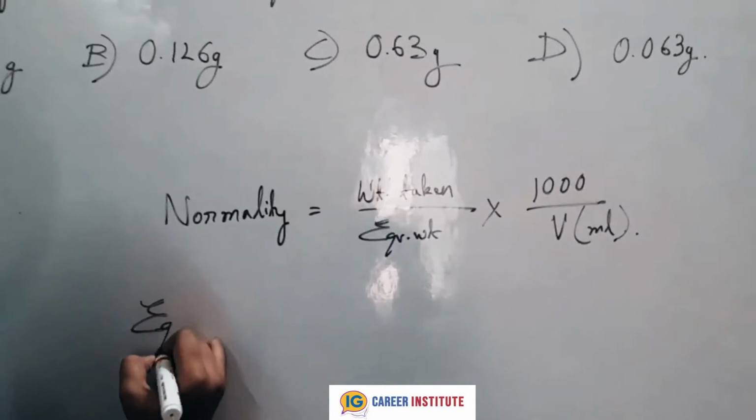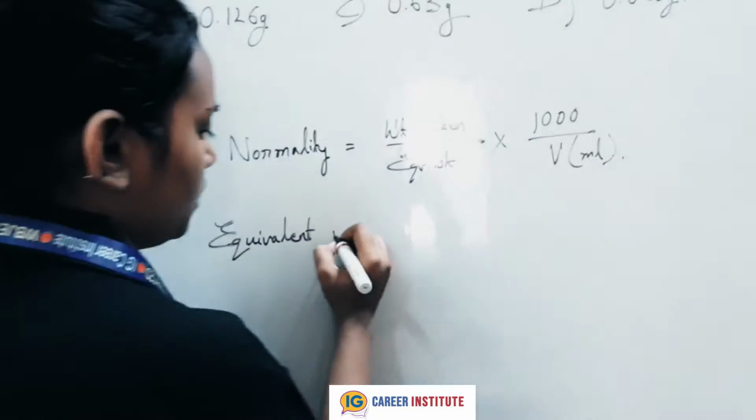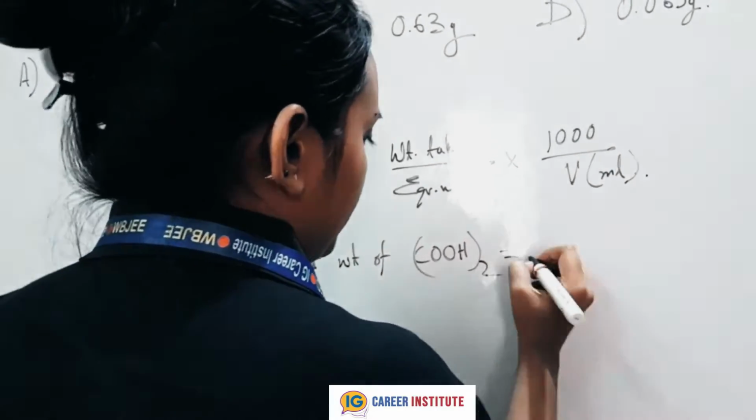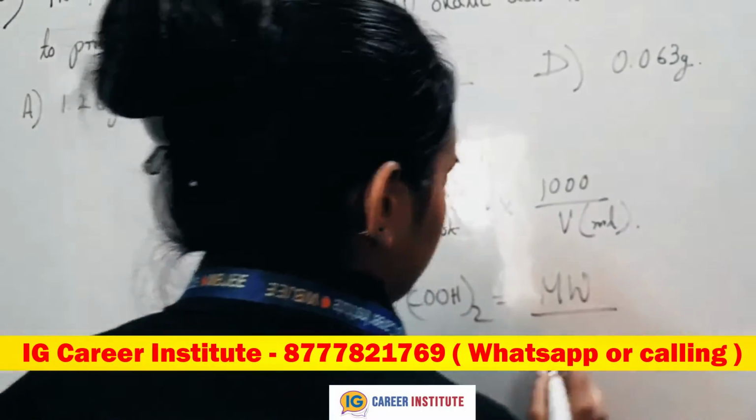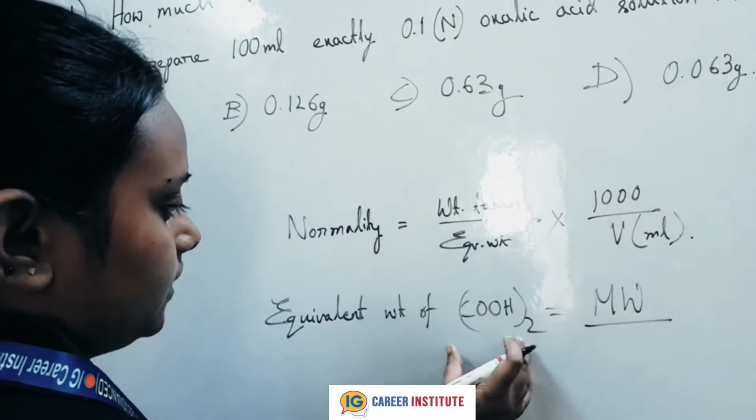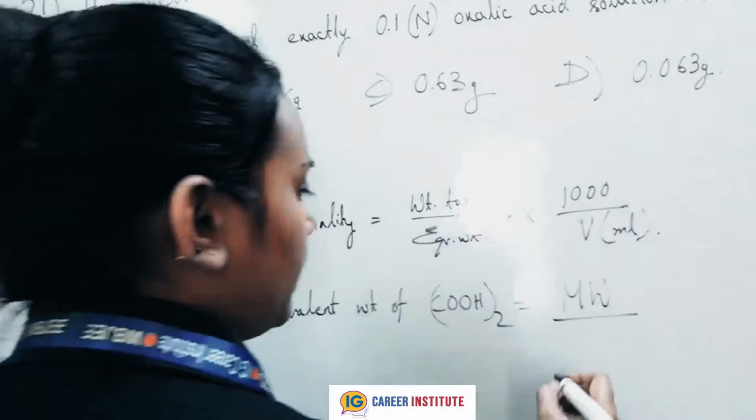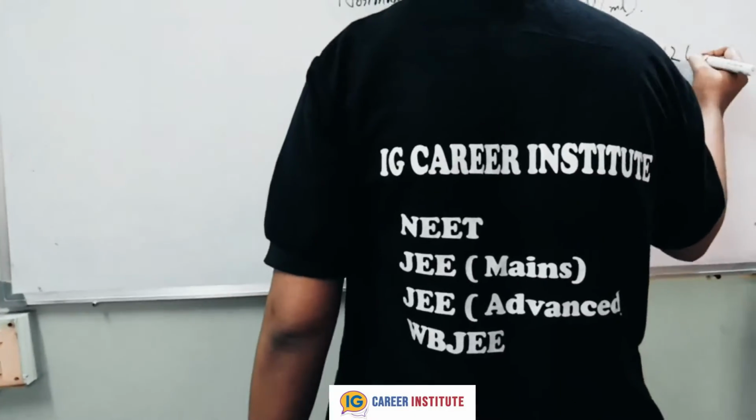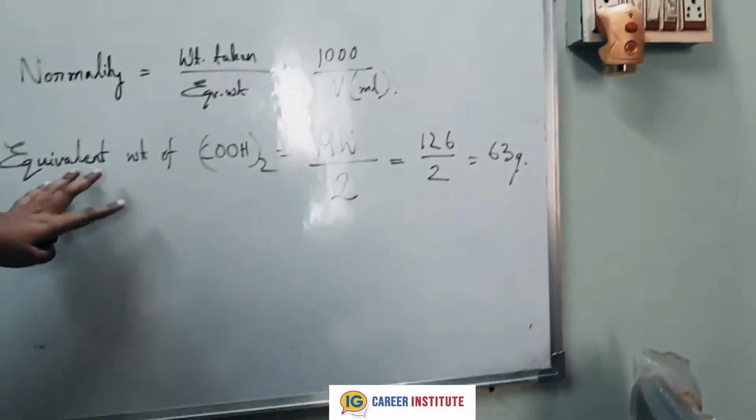Now first let us find out the equivalent weight of oxalic acid given in the question. Equivalent weight of oxalic acid equals the molecular weight divided by the valency, or the number of protons that the acid can liberate. This acid can liberate basically 2 protons. There are 2 ionizable protons, hence the molecular weight should be divided by 2. Now the molecular weight is already given, that is 126 by 2. That will come around as 63 gram. So the equivalent weight we have found out.